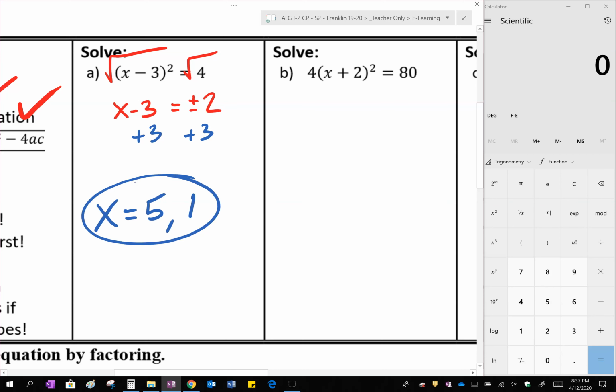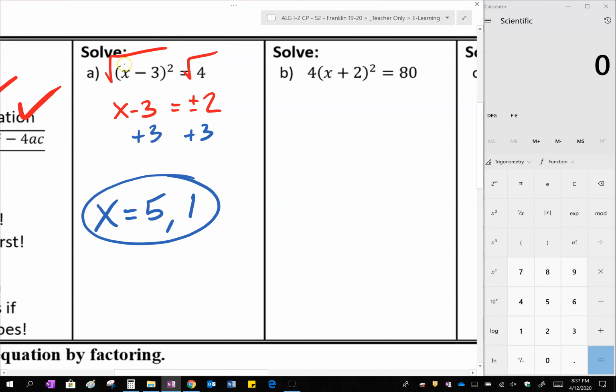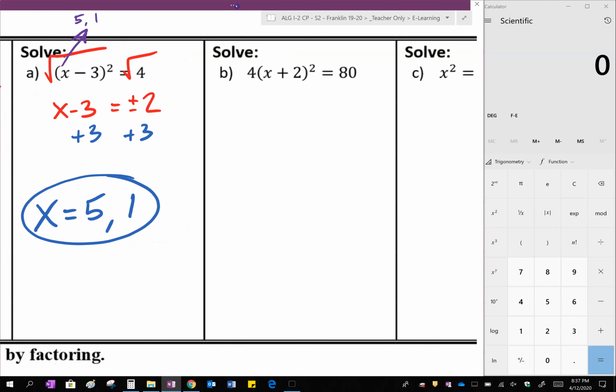So if you think about this, if you plug these numbers into your original equation, putting 5 in here gives you 5 minus 3 is 2, and 2 squared is 4. That works. And if you try 1, 1 minus 3 is negative 2, but negative 2 squared is also positive 4, so they both work. So that's solved by square rooting. Like I said, it's probably the easiest way, but it's also the least common.